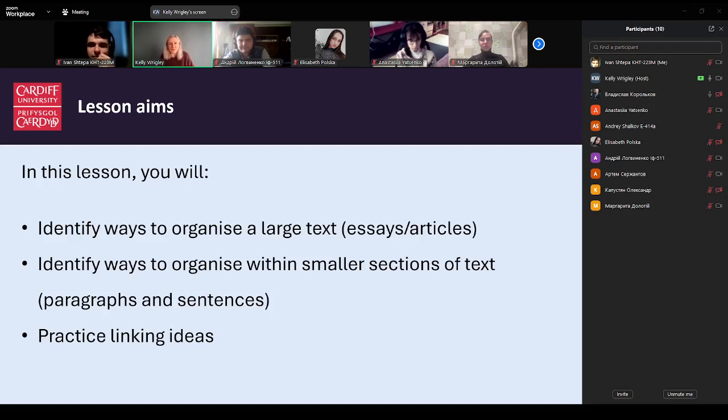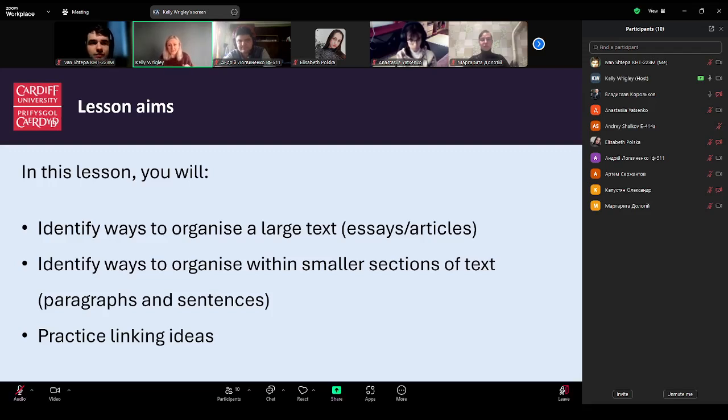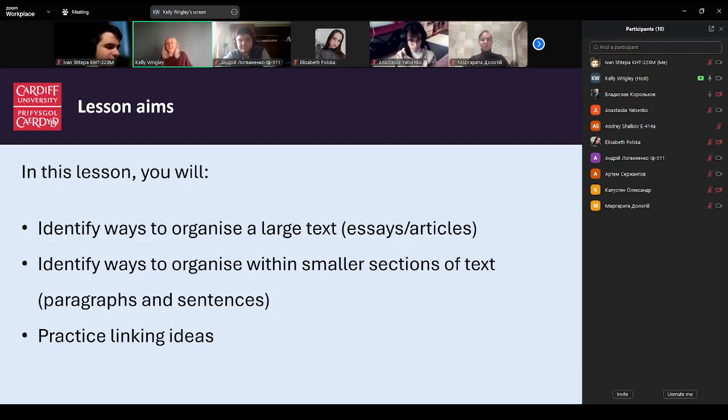Smaller sections of them, paragraphs and sentences. And then practice doing that, practice linking ideas. So that's my plan for today.